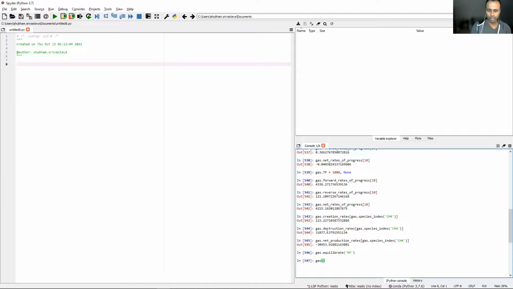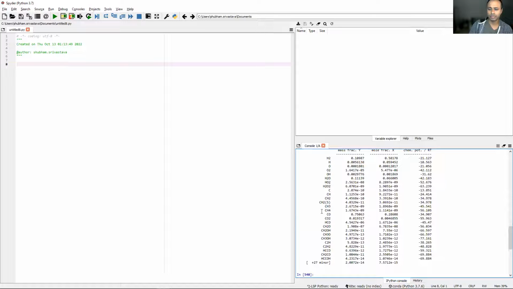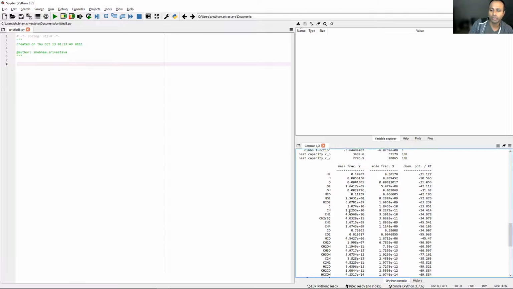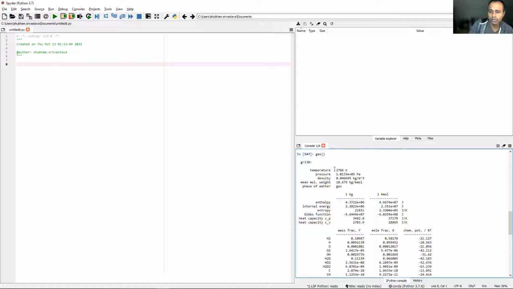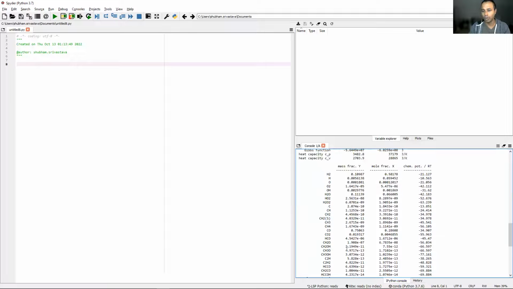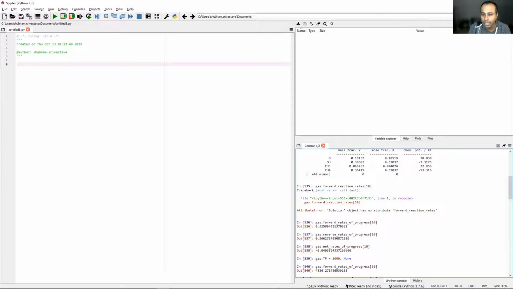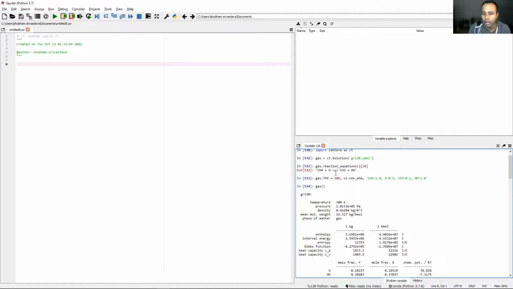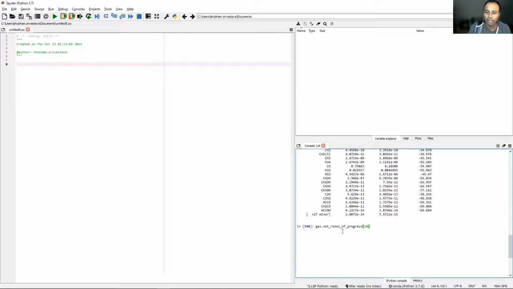Well, now just to quickly take a look, now see that all of these different species have been produced, and the temperature of the gas right now is at 2786 Kelvin. All right, now let's look at the net rate of progress. Now, net rate of progress for the 11th reaction, which was CH4 plus O gives CH3 plus OH, I suppose.